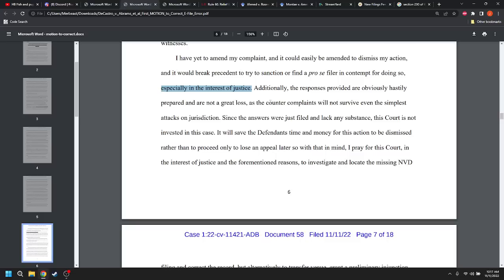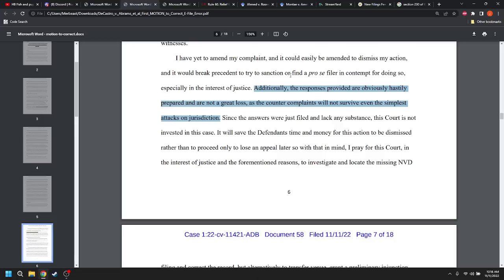Especially in the interest of justice. Again, he says it, he doesn't show it. Additionally, the responses provided are obviously hastily prepared and not a great loss, as the counterclaims, I think, will not survive even the simplest attacks on jurisdiction. Oh, good luck. Why don't you just attack them then? So you're actually undermining your argument, because all you have to do now, according to you, is just attack their jurisdiction and they go away. So why don't you just do that, Chile?